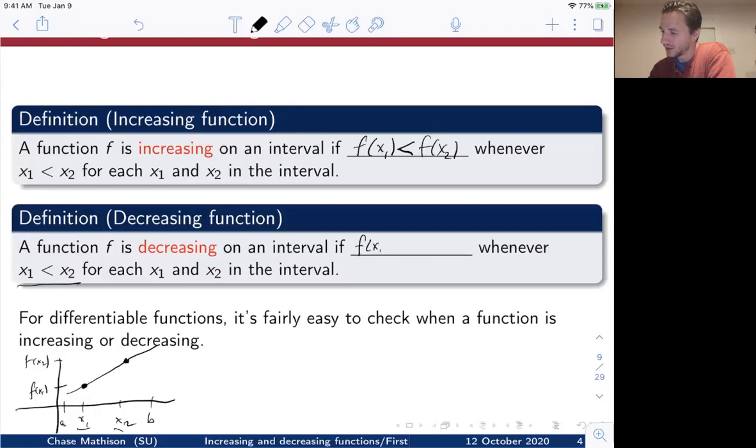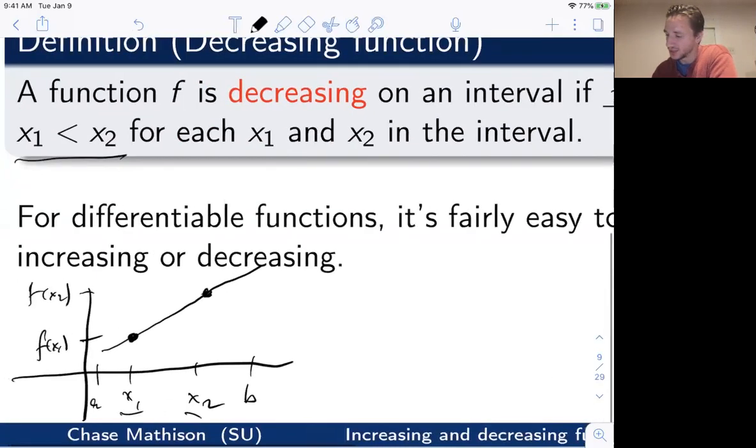I'm going to write f of x1, f of x2. What should I put between those two? What was that? X1 is greater. Yes, f of x1 is greater than f of x2. Perfect. f of x1 is greater than f of x2 whenever x1 is less than x2. So it's the exact opposite of this picture down here.